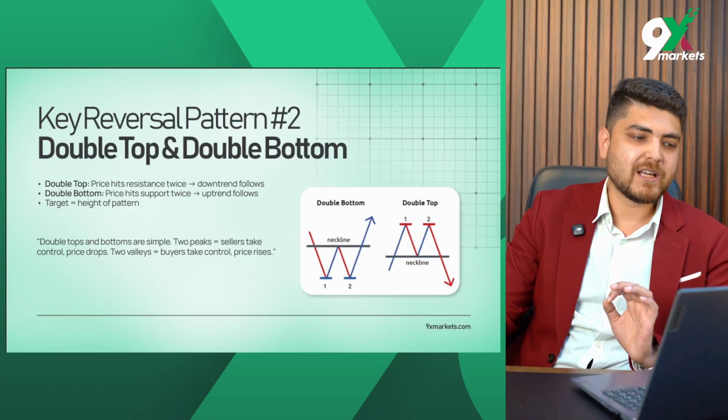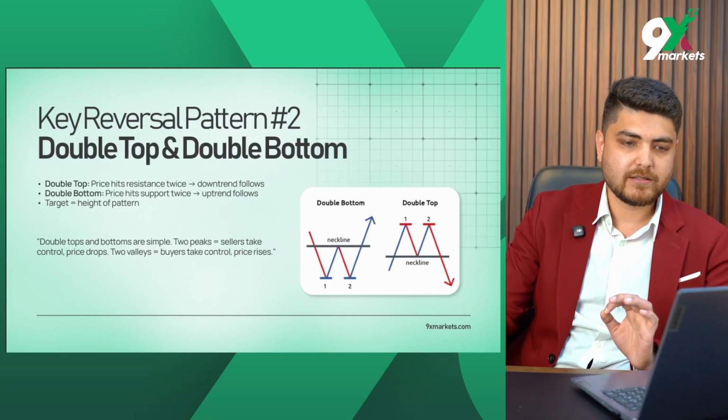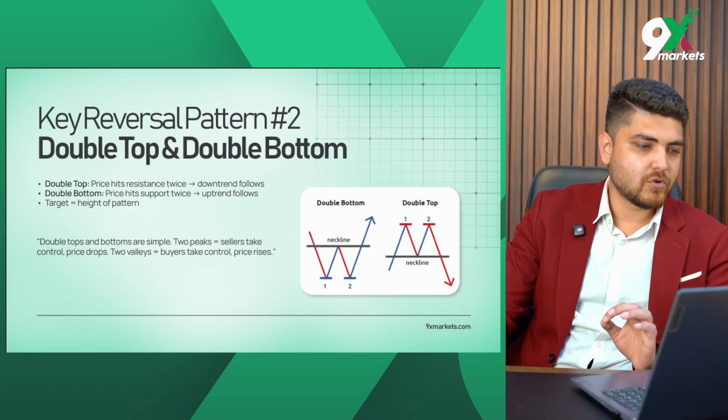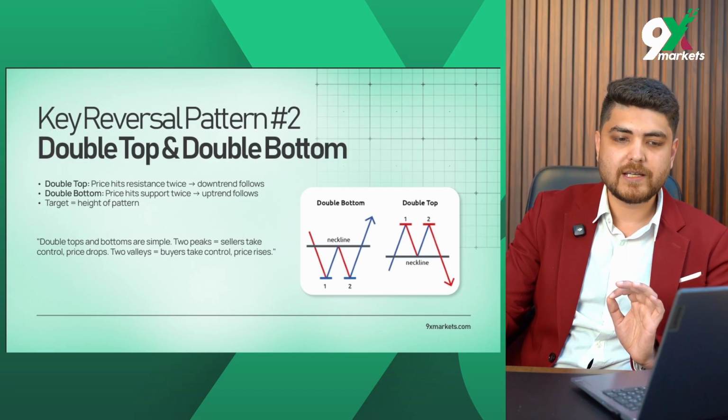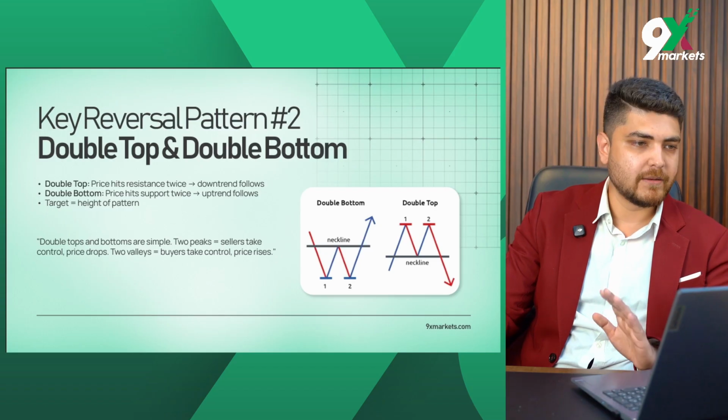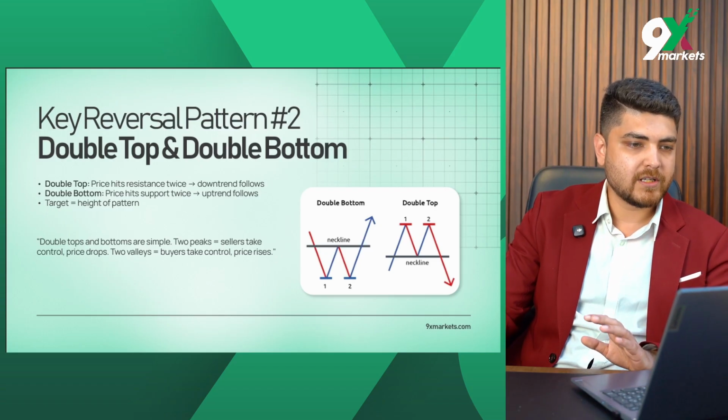Double tops and bottoms are simple. Two peaks, we call them the peaks: sellers take control and price drops. Two valleys: buyers take control and price rises. So in this case price rises, in this case price goes down. Very simple. Any questions on this one? Just if anybody is not understanding.